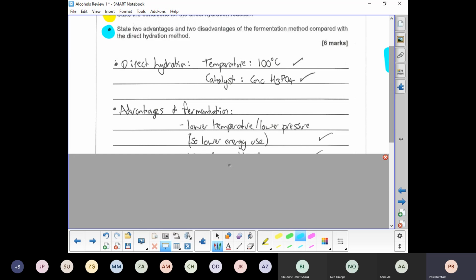So as an advantage, I've got easier conditions for the environment and indeed energy costs. So a lower temperature would be perhaps a good way to answer that question. You can make reference to pressure because you would use an increased pressure for hydration, but I'd focus on temperature because I've already stated that hydration is going to be 100 degrees and therefore I'm going to be working at a lower temperature. You can see in brackets there I've made reference to the energy use.